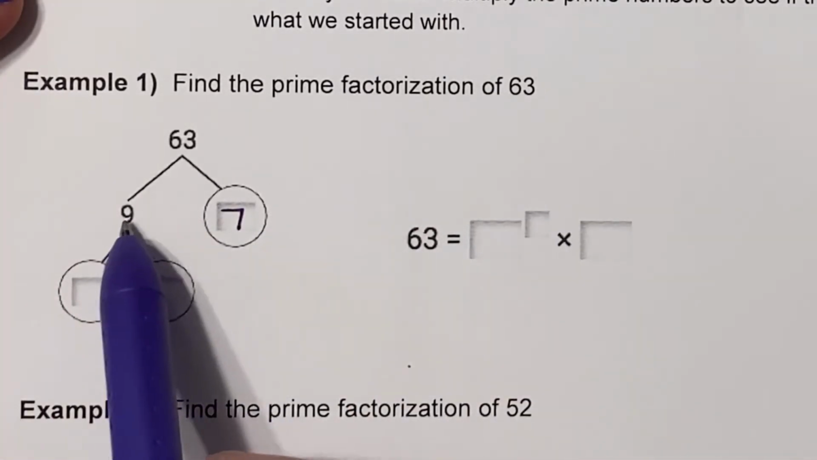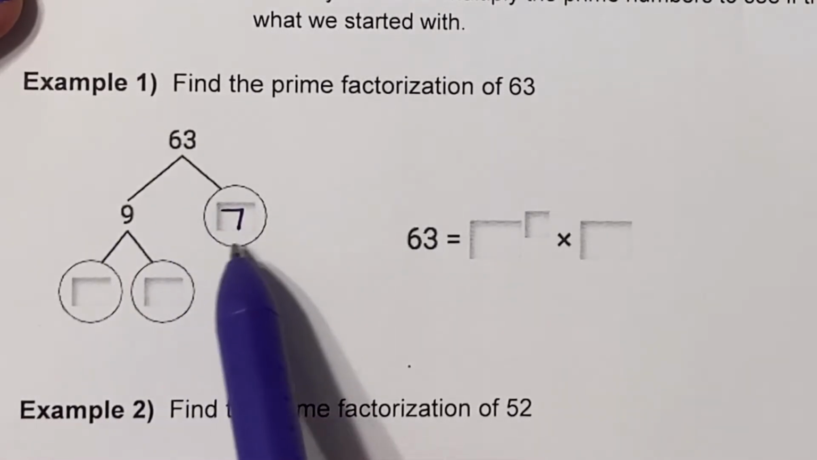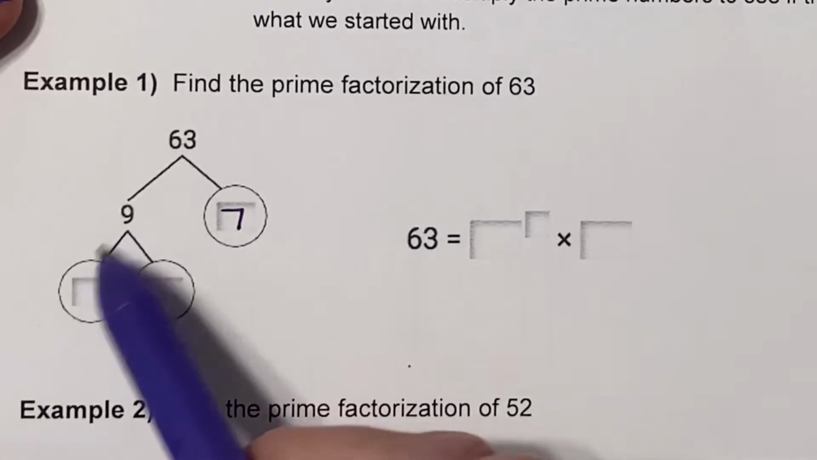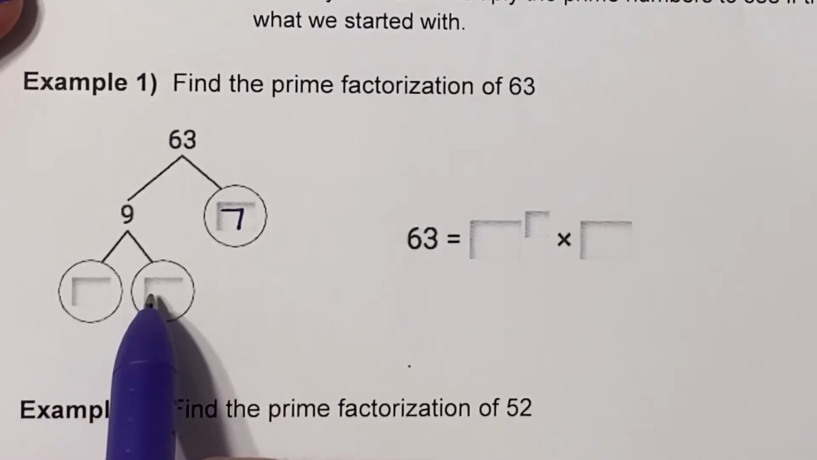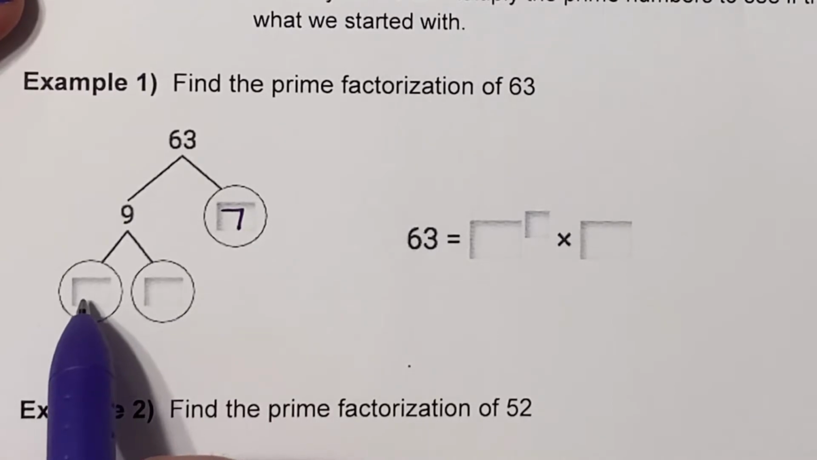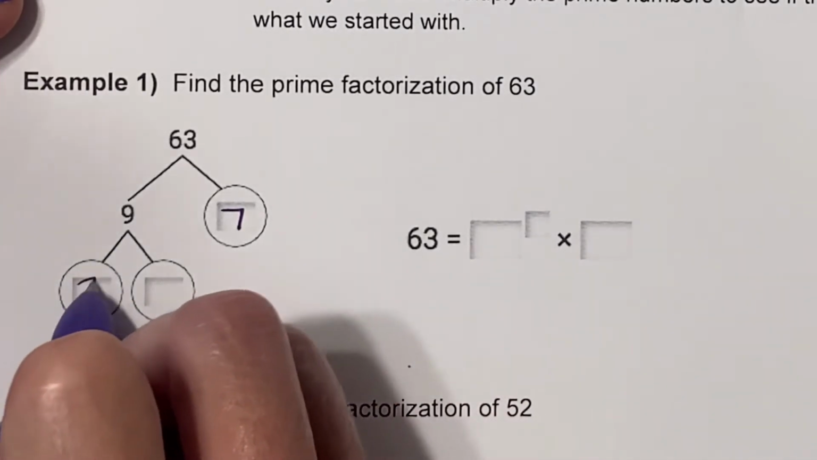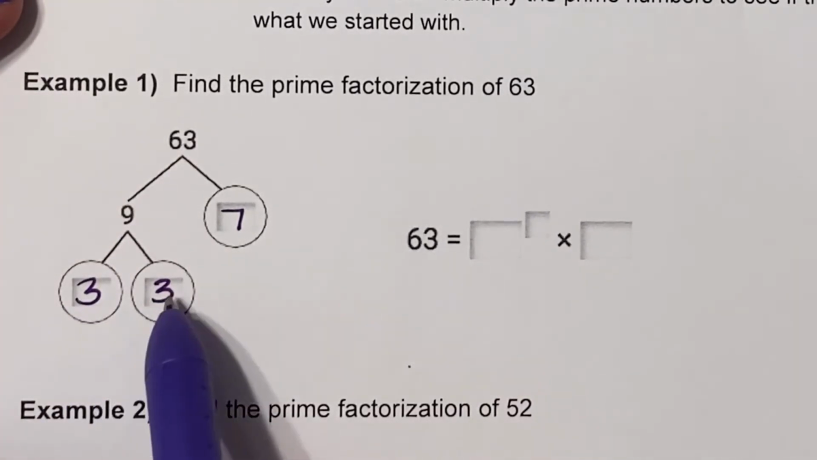I take a look at 9 and 7, those are two factors, and I go, well, 7 is a prime number. I'm going to circle it. I take a look at 9. 9 is not prime. I need to continue breaking this one down. Let's see, what are two factors of 9? I don't want to do 1 and 9 because 1 isn't prime, and I would still have 9. That would be silly. Oh, 3 and 3. Oh, and I know that 3 and 3 are both prime, so I circle them.